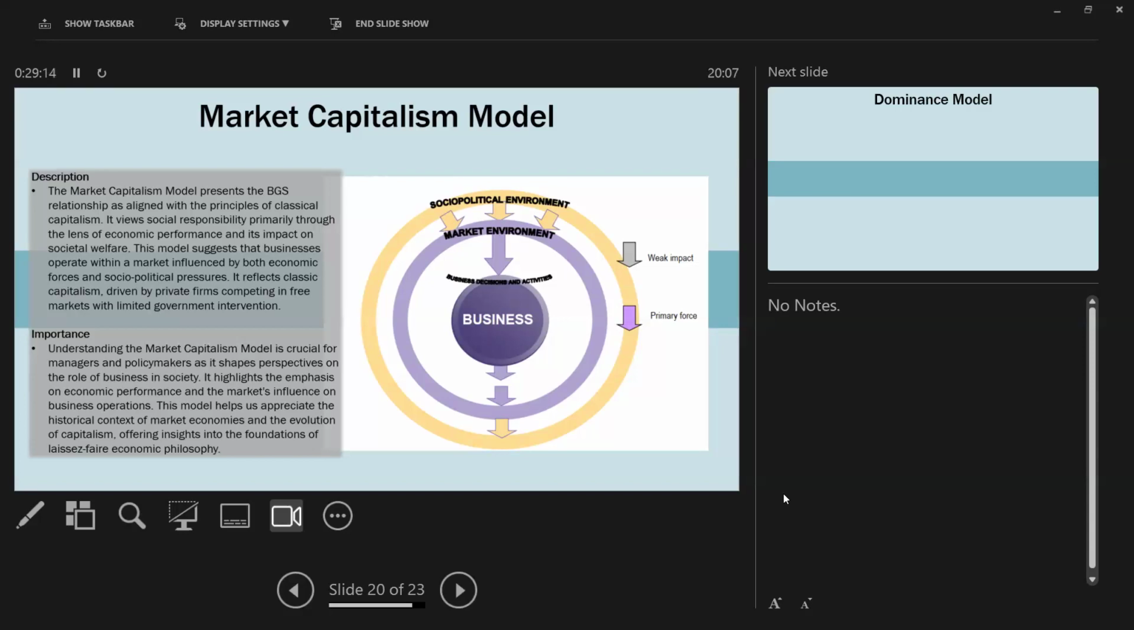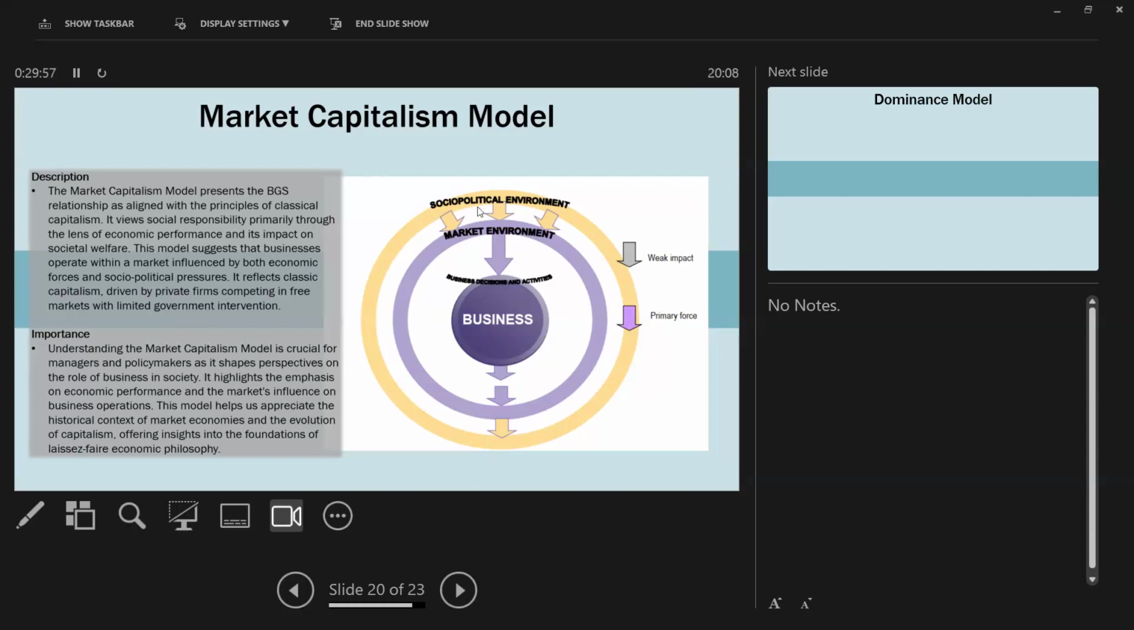So what is the importance of the market capitalism model? Understanding the market capitalism model is crucial for managers and policymakers as it shapes perspective on the role of business in society. It highlights the emphasis on economic performance and the market's influence on business operations. This model helps us to appreciate the historical context of market economies and the evolution of capitalism, offering insights into the foundation of what is called laissez-faire economic philosophy.